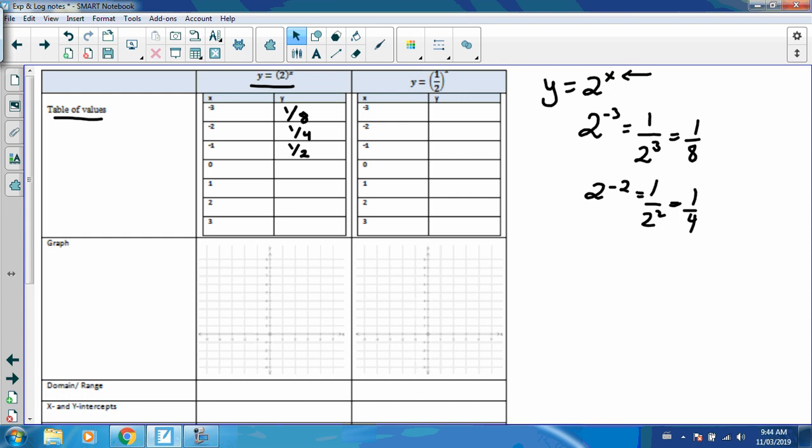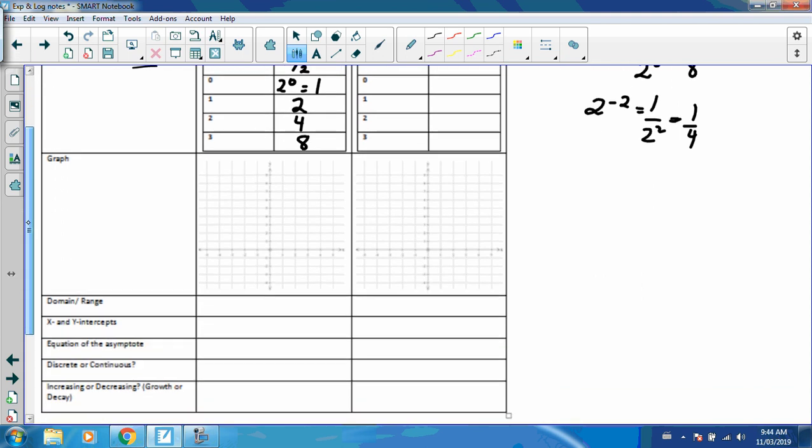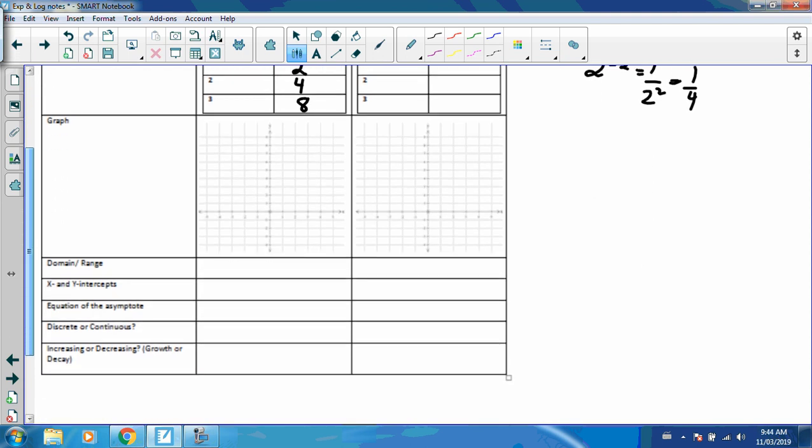2 to the power 0. Anything to the power 0 is 1. 2 to the power 1, 2 squared, 2 cubed. So if I pick a finer thickness of that pen, it might show up a little bit better in our graph. So here we're making a graph.